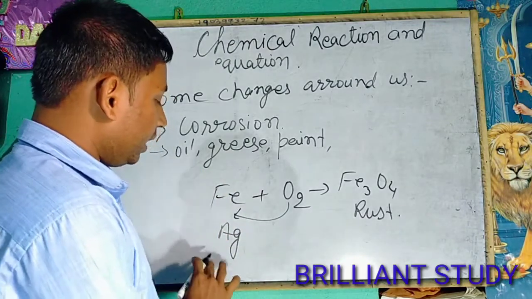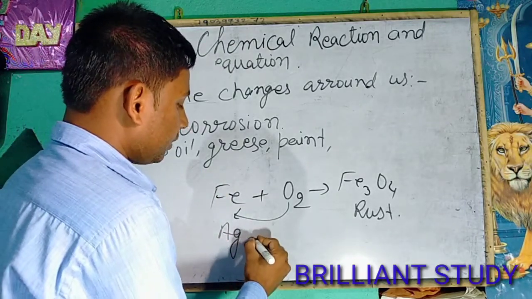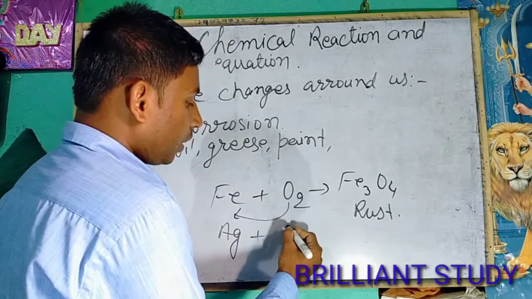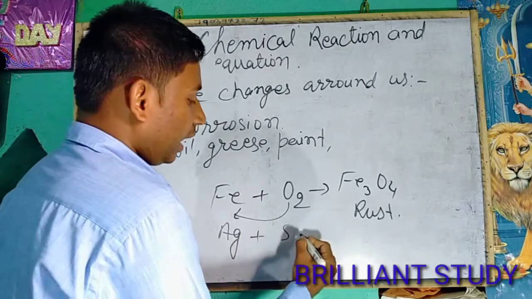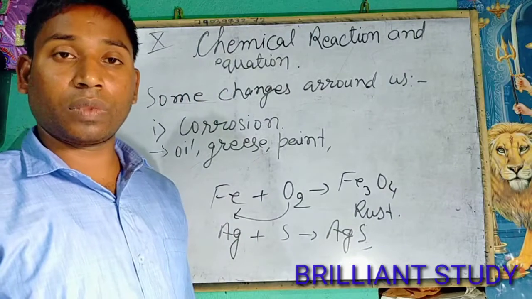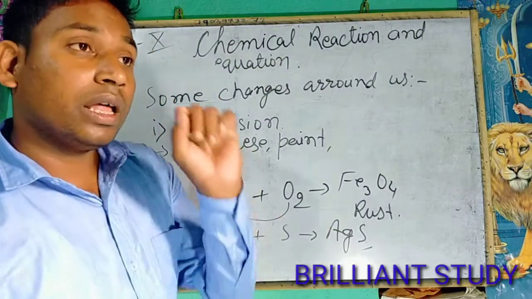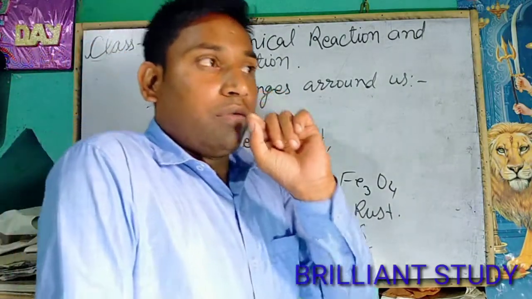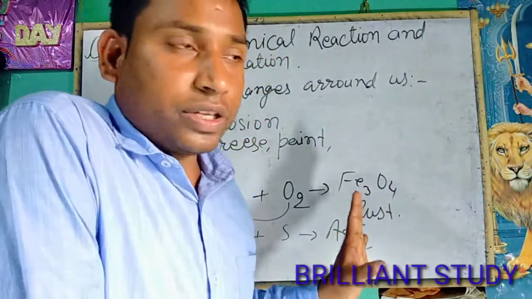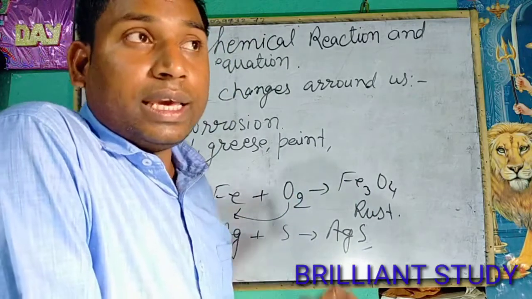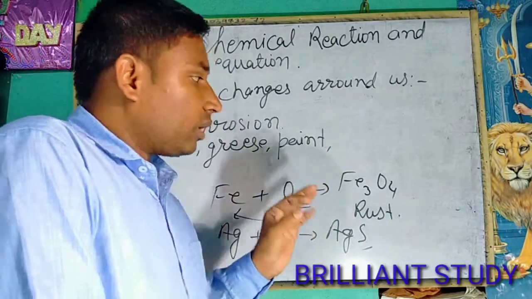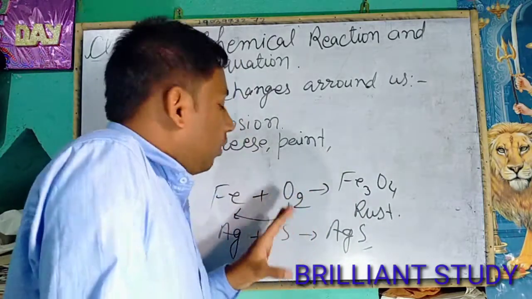In the same way, if we leave silver in the open atmosphere, silver reacts with sulfur and forms silver sulfide. So in this case, a layer of compound forms on the respective metals. There will be oxidation in the outer layer of these metals.